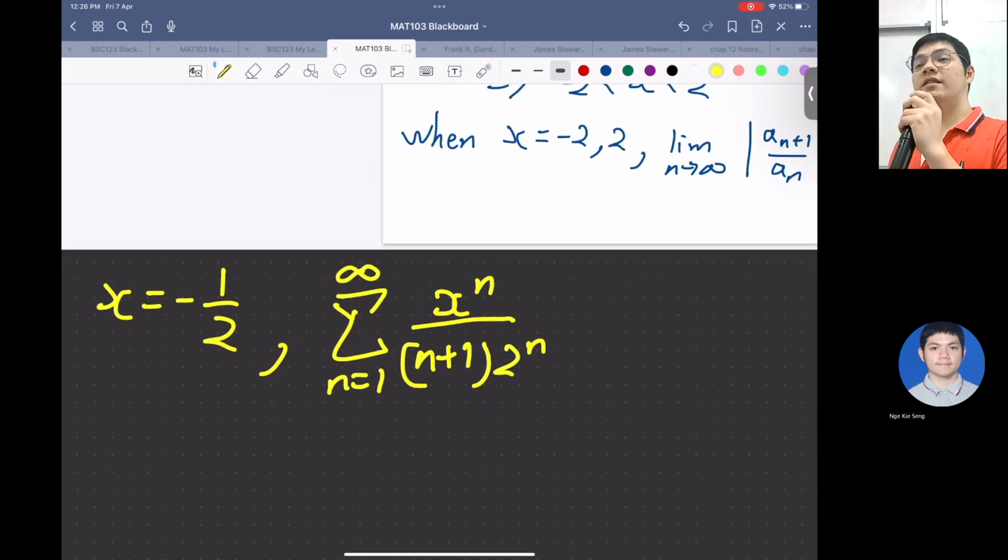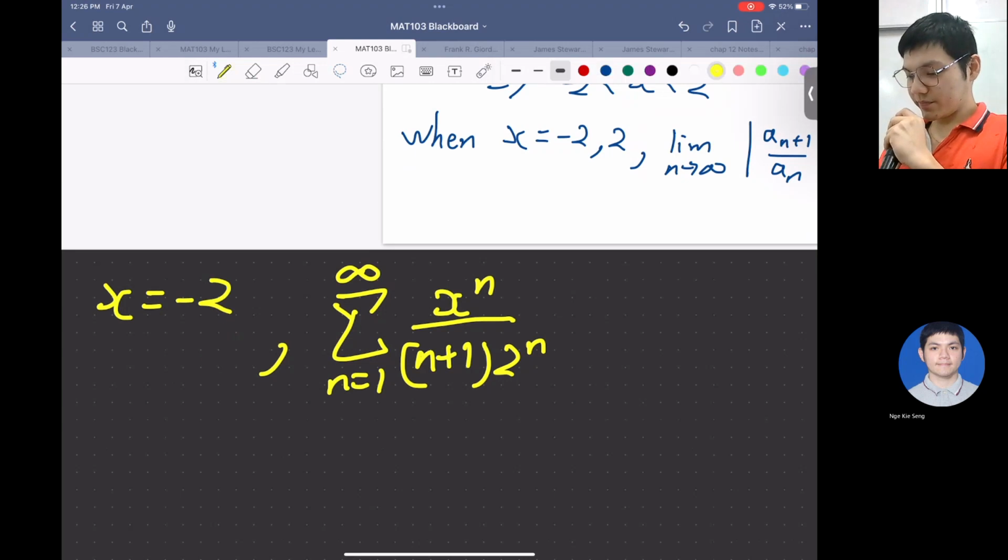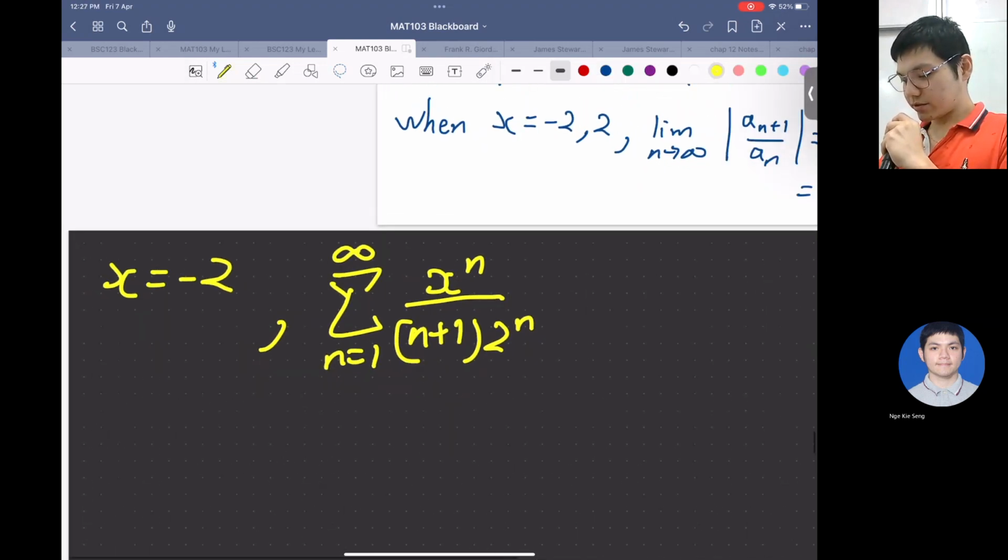Our series now has a variable x, different from what we considered before. Before we only had n and numbers. Now we have variable x. So we need to determine whether x equals -2 converges.